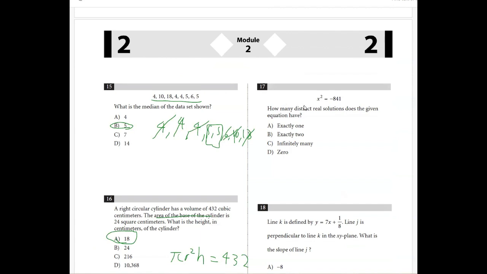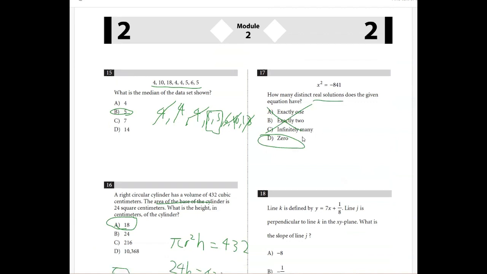How many distinct real solutions does the given equation have? None. If you take the square root, this becomes an imaginary number. So it's not a real solution, so obviously none.